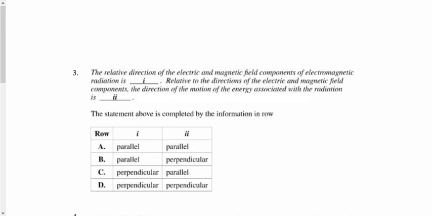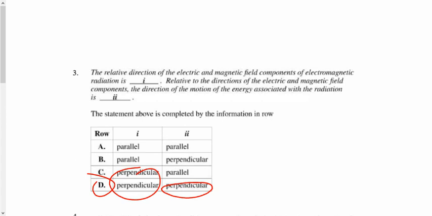3, back to a general question here, not a specific type of EMR, but general EMR. It says the relative direction of the electric and magnetic field components of EMR is what? What's the answer always going to be when we're talking about EMR? Parallel or perpendicular? Perpendicular. So it's got to be either C or D. Relative to the direction of the fields, the direction of motion is always going to be perpendicular, yeah. Okay, again, one of those 3 key words, accelerating, changing, and perpendicular.